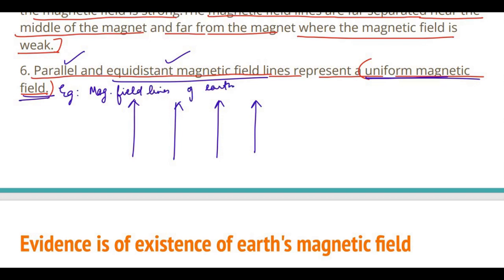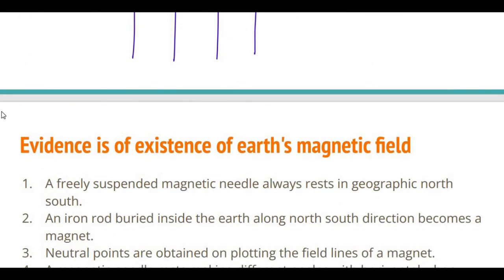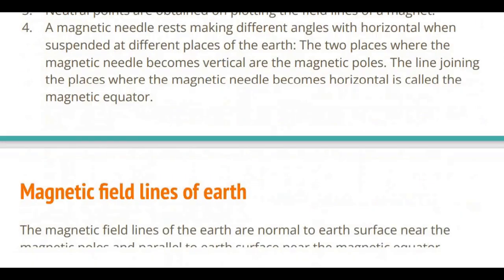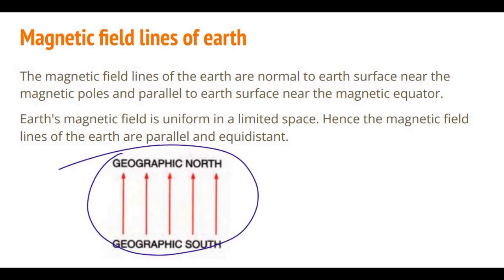Now Earth is a very vast area, right. ये जो है evidence of existence of Earth magnetic field, इसको हम बाद में करते हैं, पहले इस topic को देख लेते हैं क्योंकि इसका जिक्र हम कर रहे हैं अभी. Magnetic field lines of Earth, तो ये देखो parallel and equidistant magnetic field lines हैं, okay.